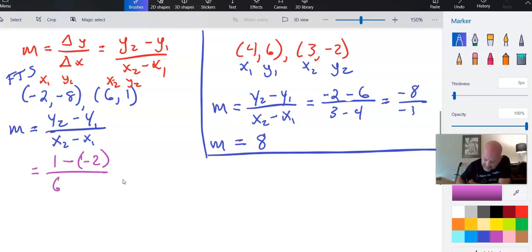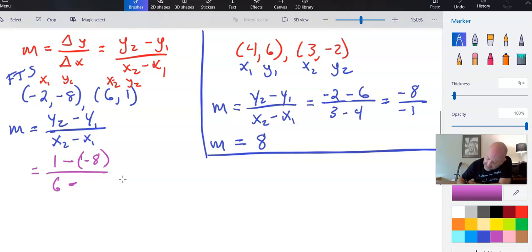So it's 6. Did I just do that again? I don't know what's wrong with my eyes here today. It's 1 minus negative 8. I said that wrong. So I don't know why I keep doing that. I've been doing this for a lot of years. You'd think I'd have it down by now.